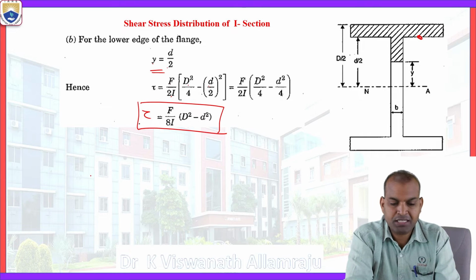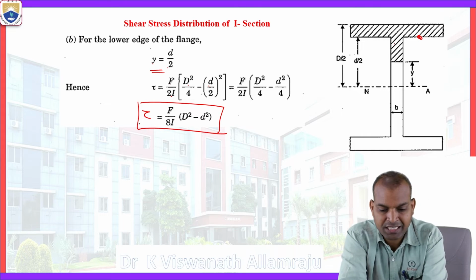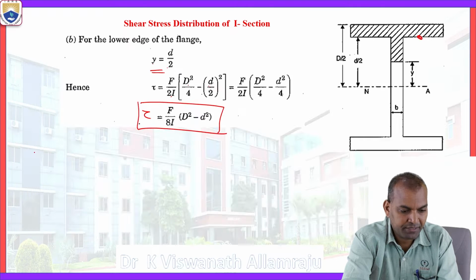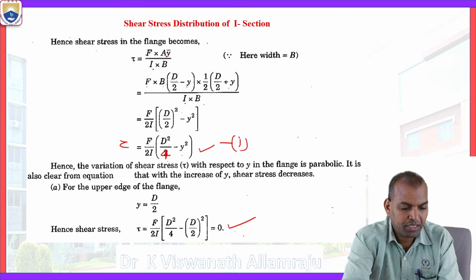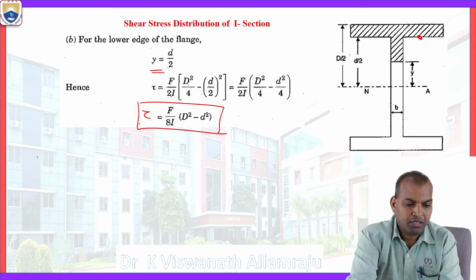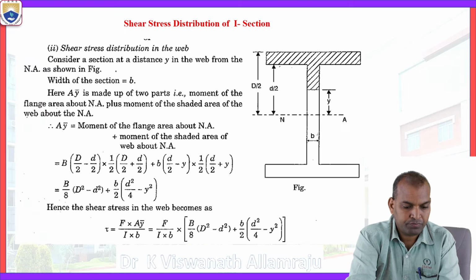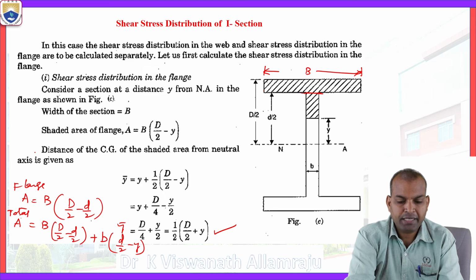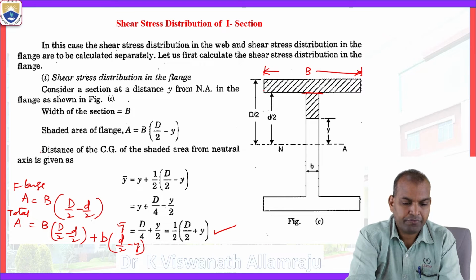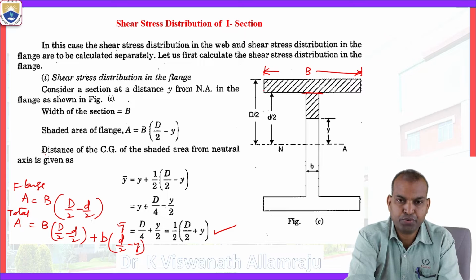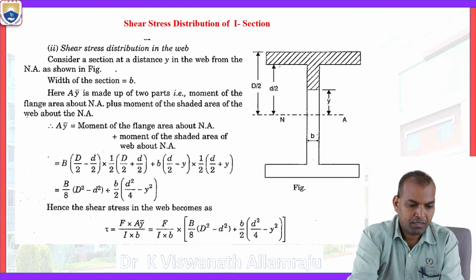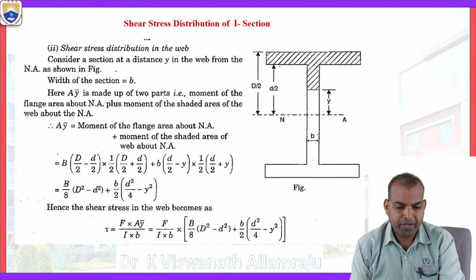So it is a constant here. That's why it is suddenly increasing. There are two portions which we have studied: part 1 for the upper edge of the flange and part 2 at the distance of d by 2. First we have calculated the shear stress distribution in the flange. The next one is the shear stress distribution in the web.